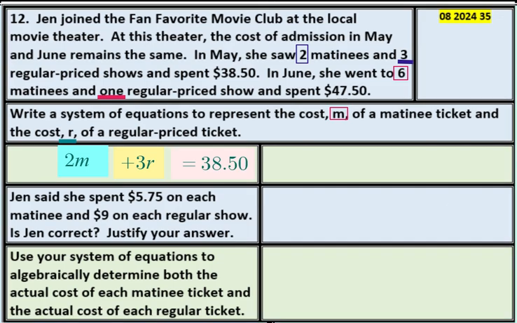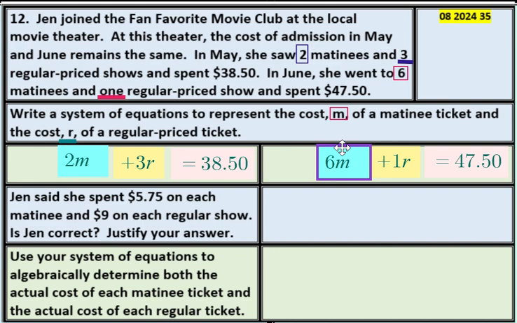Now, for the second equation, she spent $47.50. What'd she spend it on? 6 matinees. And here's the danger part. 1 regular price show. But they do this on Regents exams all the time. They sneak in those number words because if you're looking for numerals, you might read right past that 1 and not get your 1R for this equation.